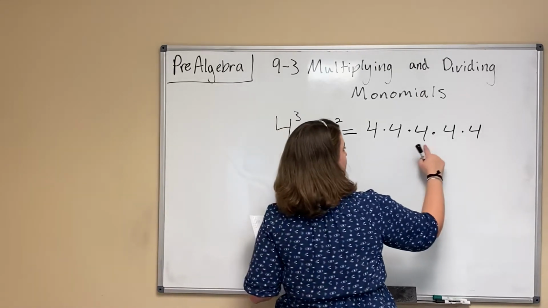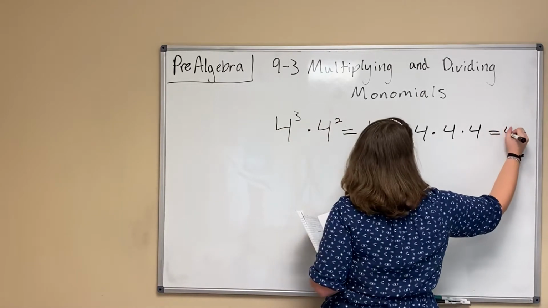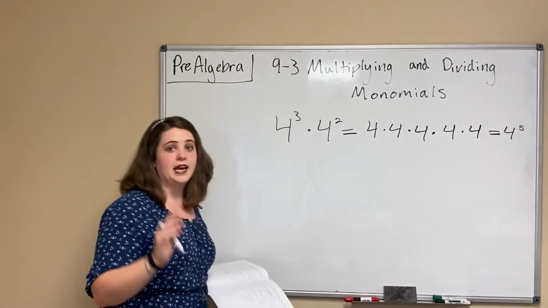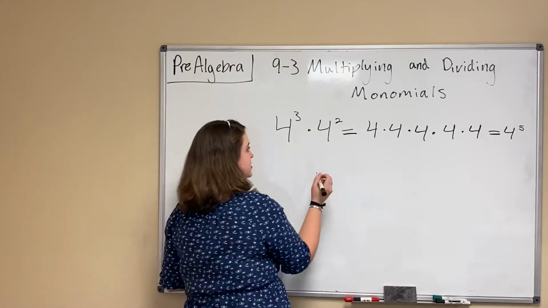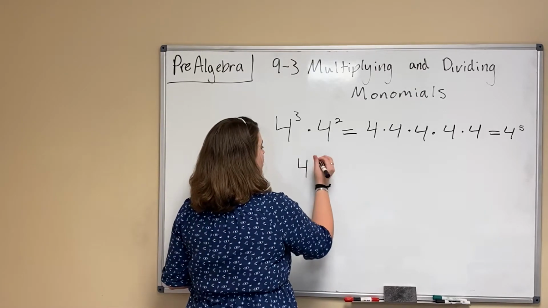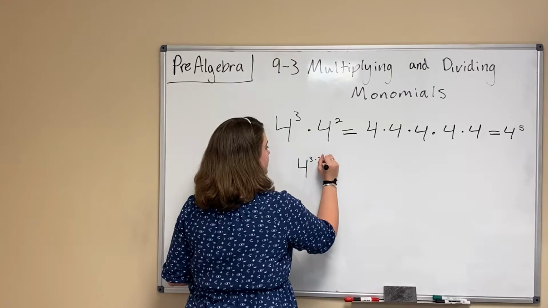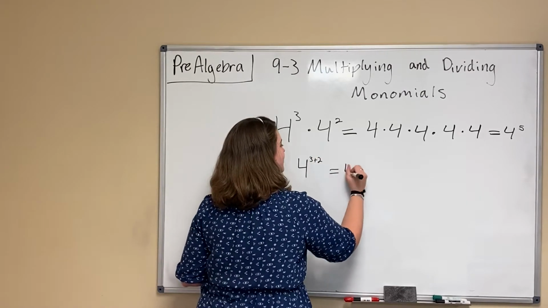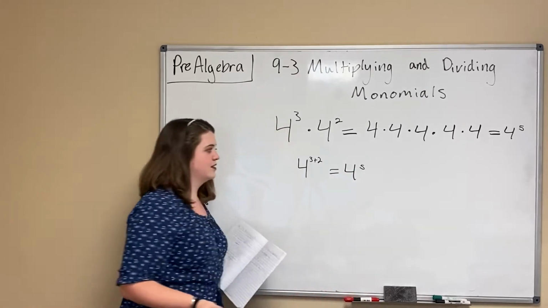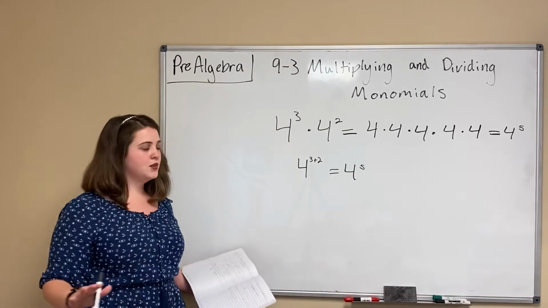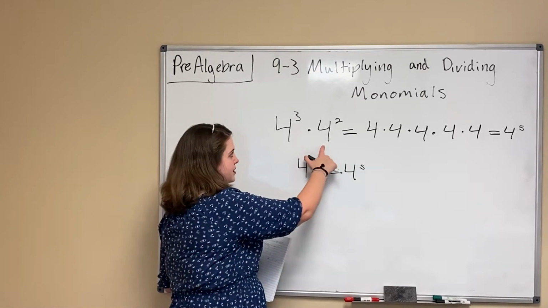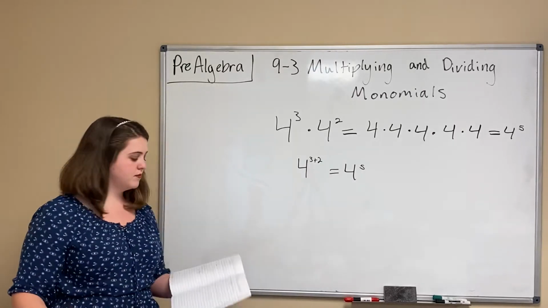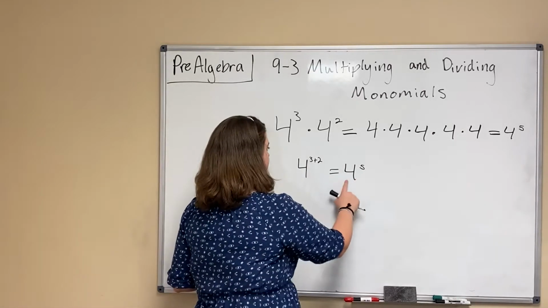So when I'm saying 4 to the third times 4 to the second, what I'm actually saying is 4 to the fifth. 5 fours multiplied by each other. And if you notice, 4 to the fifth is the same as 4 raised to the 3 plus 2. So anytime you multiply powers that have the same base, you just add the exponents and you get your new power.